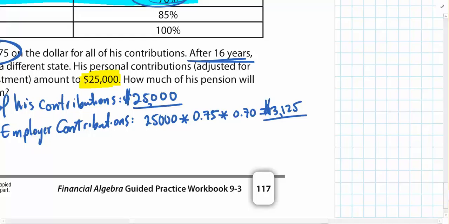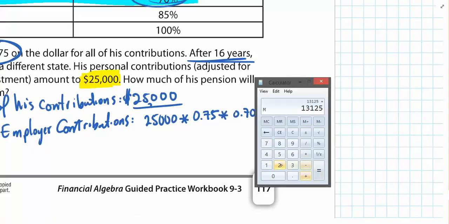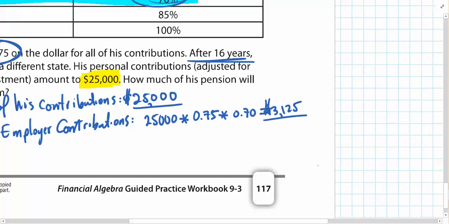Now, if you put that number with the $25,000 that he invested personally, he can take $38,125 with him as he moves to his new state. 25,000 plus the 13,125 means he can take $38,125 with him as he leaves the company.